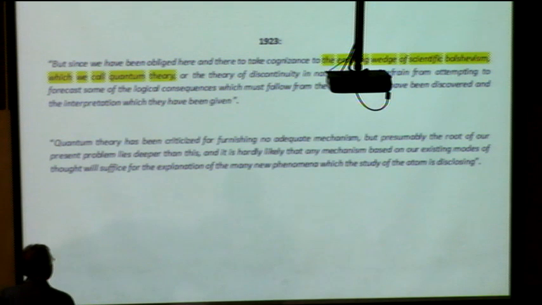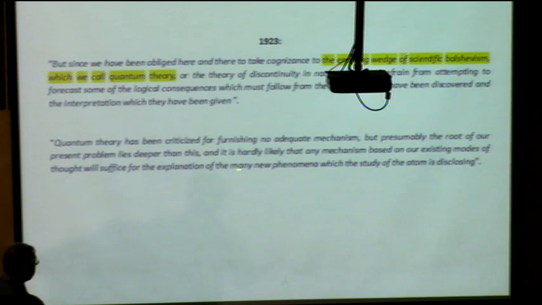For me, the true legacy of Gilbert Lewis is not so far the electron pair bonding model. It is not the Lewis pair, the Lewis acid and the Lewis base. Both of them are extremely important. But the very, very final sentence which he wrote in his book, and that is this. First, he wrote, quantum theory has been criticized for furnishing no adequate mechanism, but presumably the root of our present problem lies deeper than this, and it is hardly likely that any mechanism based on our existing modes of thought will suffice for the explanation of the many new phenomena which the study of the atom is disclosing.